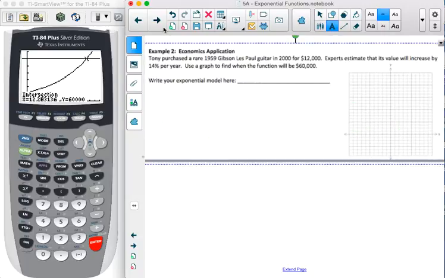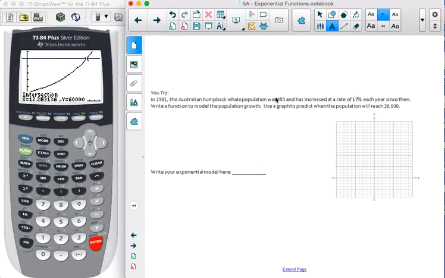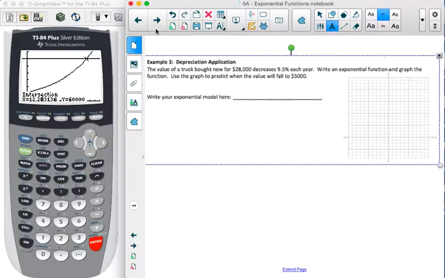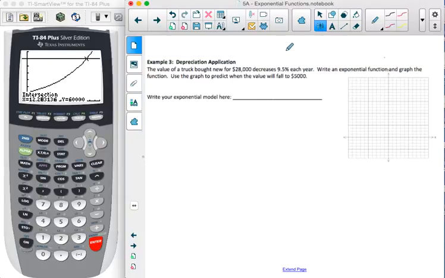All right, here's another problem that you can try if you would like to. Just go ahead and pause if you want to give this one a shot. I'm going to do one example of exponential decay in the same idea. So we have the value of a truck bought for $28,000 decreases. That word decreases makes you realize that it should be decay.